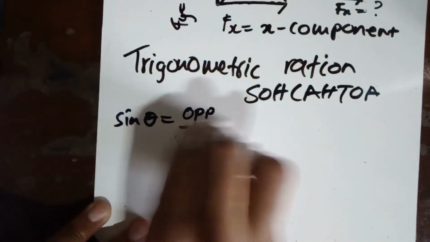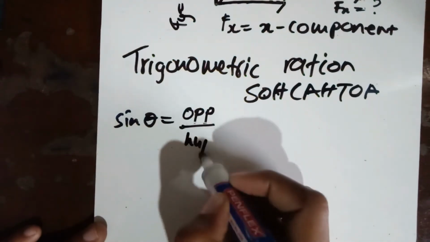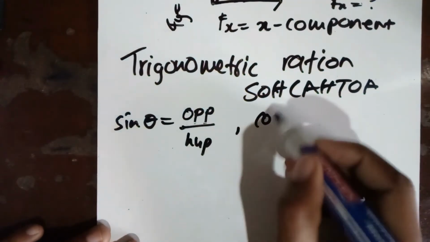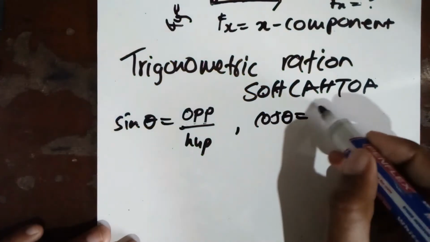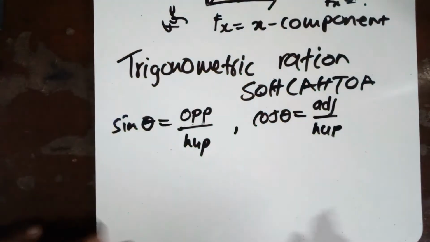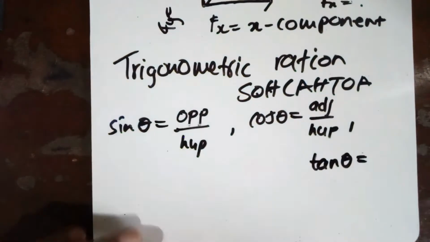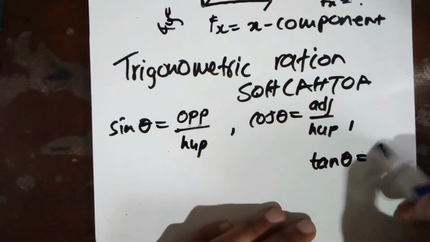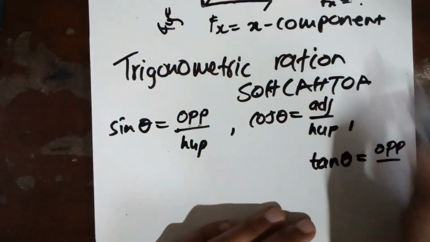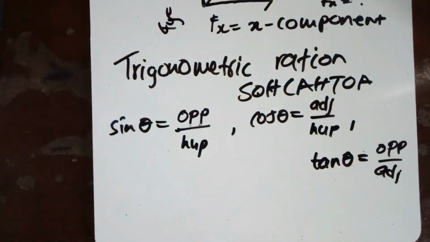It's opposite over hypotenuse. And then the cos of theta is given by adjacent over hypotenuse. And the last thing we have is the tangent of theta, or tan theta, is given by opposite over adjacent. So this is what we call trigonometric ratios in mathematics.